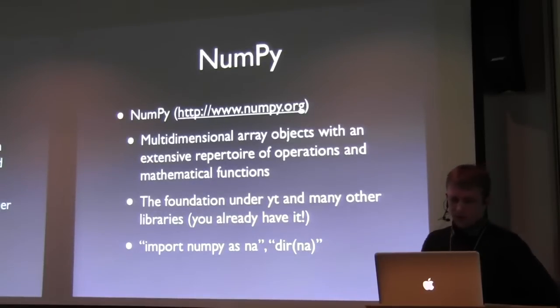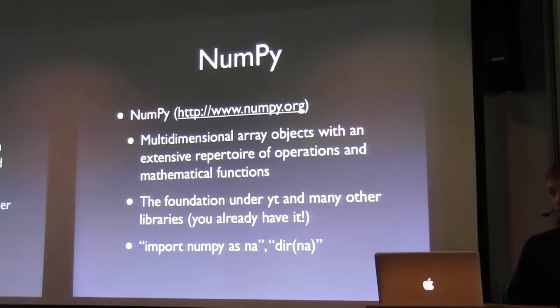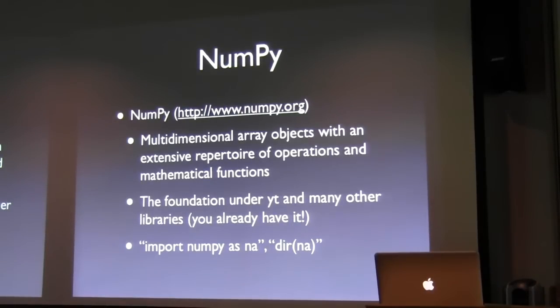So, the foundation for how all this works and how we can do all this analysis is NumPy, which we've talked about a little bit already today. That's the NumPy website, and NumPy arrays are basically just multi-dimensional array objects, and they've got an extensive repertoire of operations and mathematical functions. There's some really simple stuff: you can have a NumPy array and figure out the maximum or the minimum. You can take an average, you can take a standard deviation, you can do a trapezoidal integral. You can do a lot of interesting operations on that.